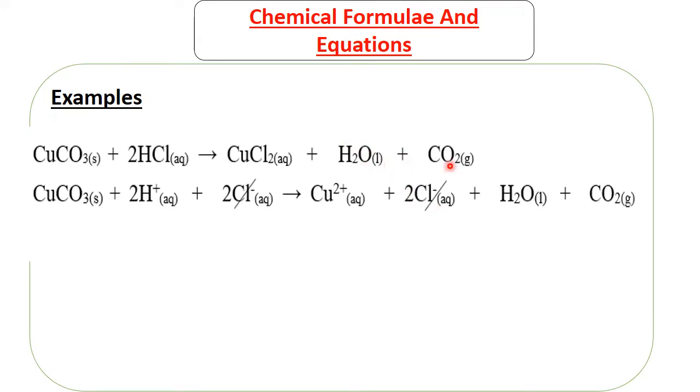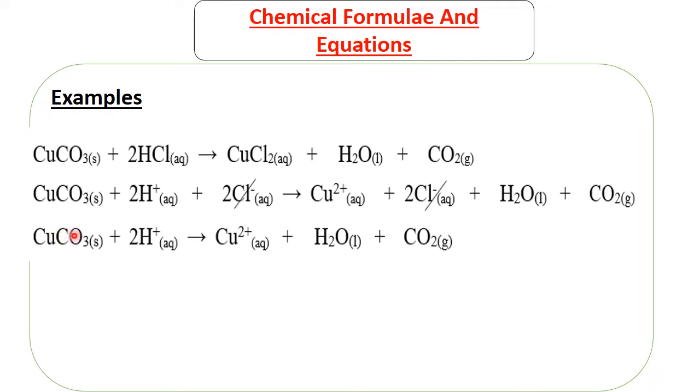Water, nothing changes. Carbon dioxide, nothing changes. So what is common? We look at the ions. Hydrogen, it's here. There are 2 hydrogens here. Here, there's no hydrogen ion. Then we go to chlorine. There are 2 chlorine ions here, and here there are 2 chlorine ions, so they are going to cancel. That's all. So the final balanced ionic equation is going to be this. I've just removed the spectator ions.